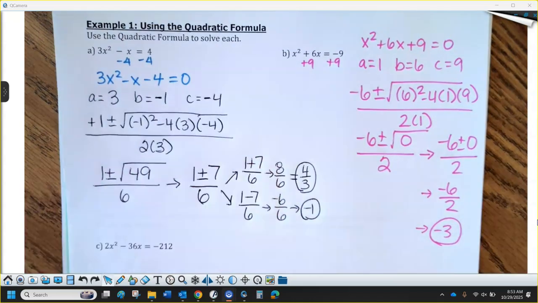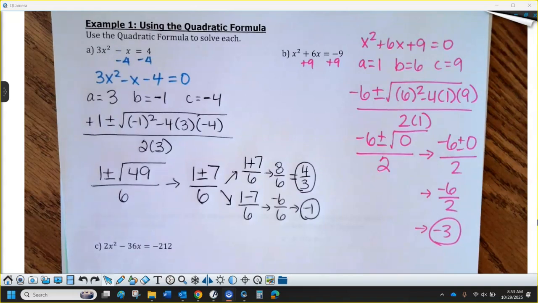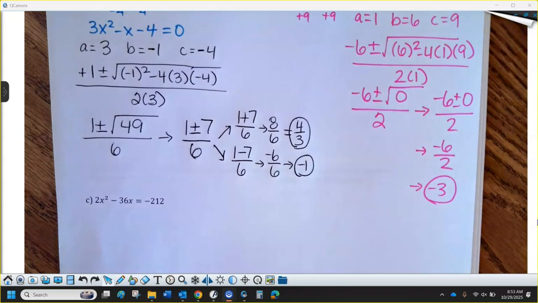What that means is if we were to graph that, like y equals x squared plus 6x plus 9, the vertex would be on the x-axis. If you only get one answer, that's what that means. Is anybody having a question? Okay, I'm going to do one more.